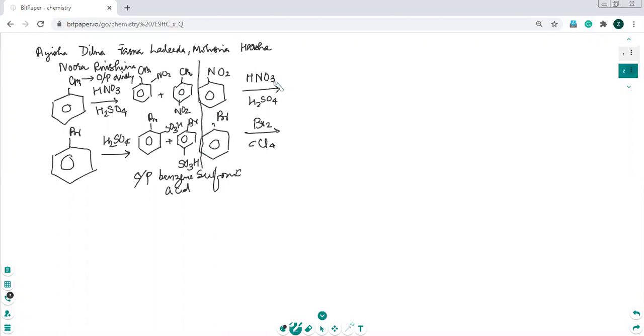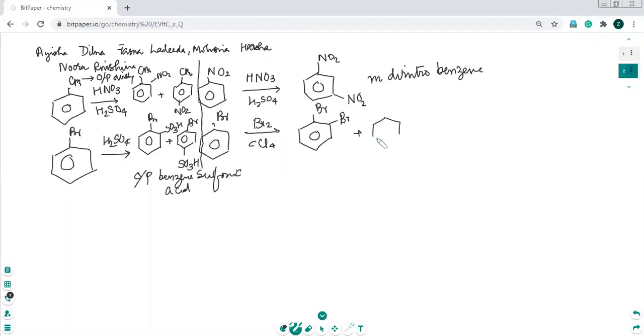sulfonation product. Now look here. Nitration of nitrobenzene will give you the NO2 here and NO2 here. So this is meta-dinitrobenzene. And here, again the same bromine. You will get bromine here, plus you will get bromine here.